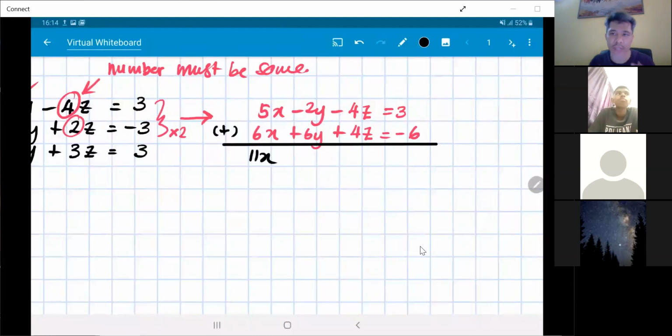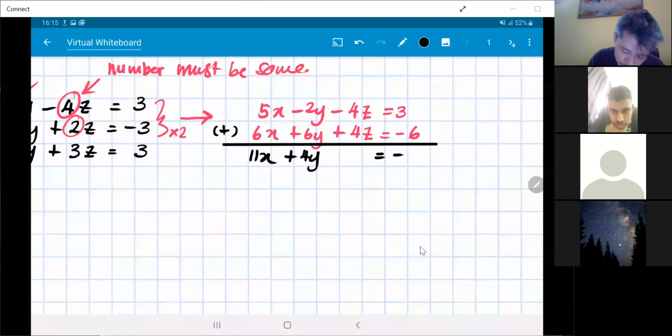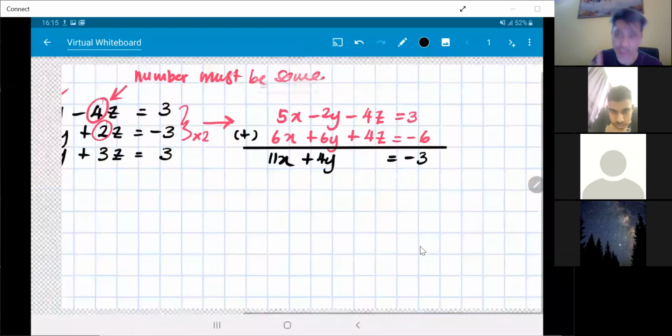Again, if you have problem with negative numbers, tolong pakai calculator. Okay, calculator. Don't type the y lah. You type the number only. So negative 2 plus 6, that will give you plus 4y. Z dah hilang because it's 0. The number here we have 3 plus negative 6 becomes negative 3. Okay, so that's one equation.